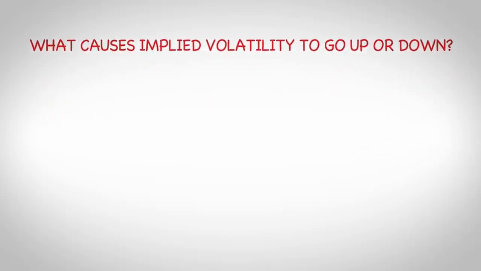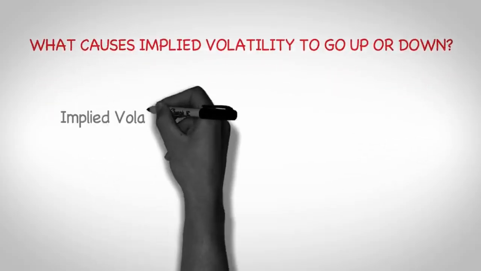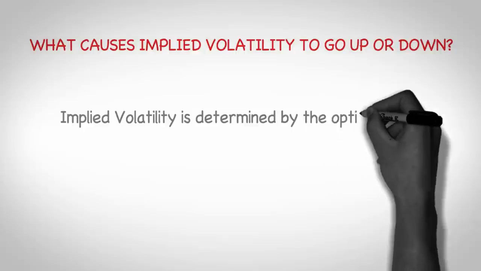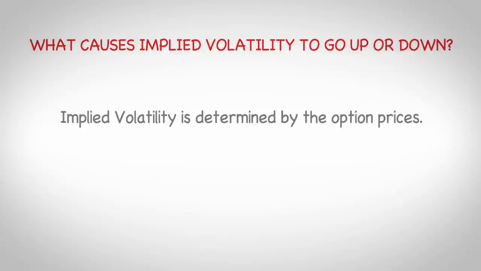Well, here's the thing. The implied volatility of a stock is actually determined by its options prices, not the other way around. Okay, let me say that again in a different way. The option prices are actually what tell us the future expected move, also known as implied volatility, of a stock.